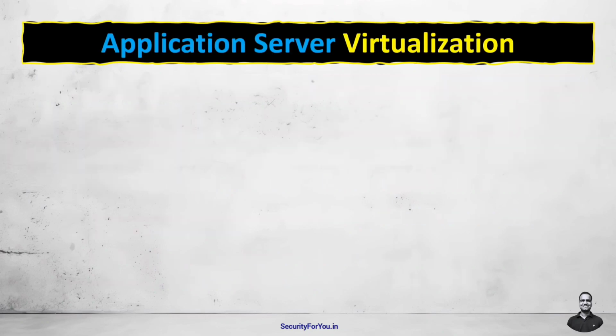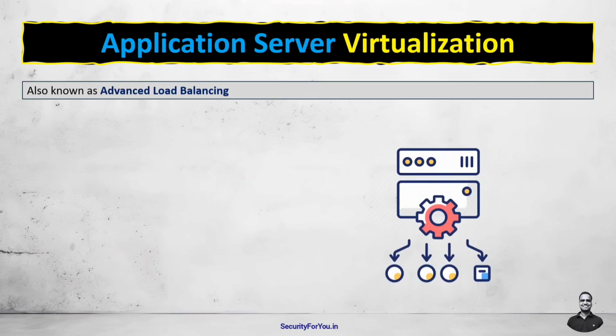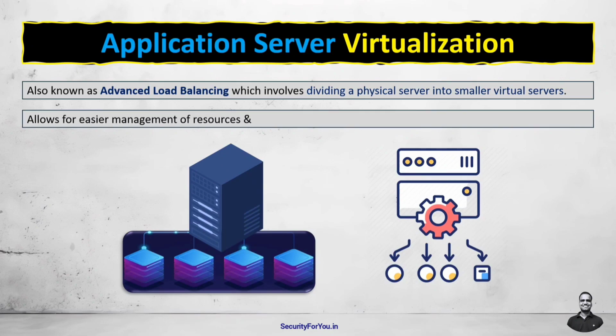Next is application server virtualization. It is also known as advanced load balancing. This involves dividing a physical server into smaller virtual servers, which allows for easier management of resources and applications, as everything can be managed from a single instance, right?